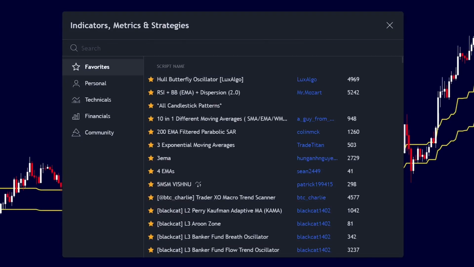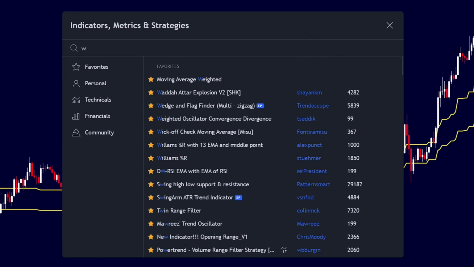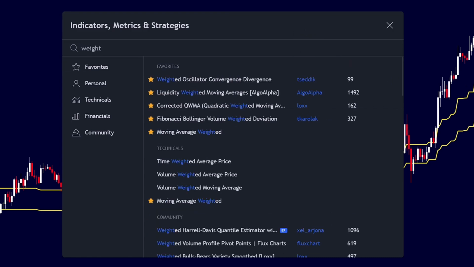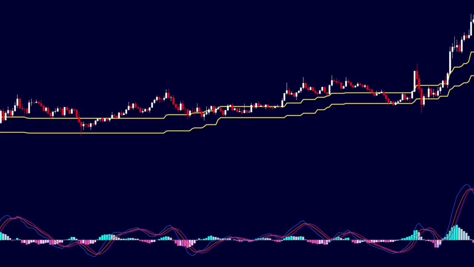To add the WOCD to your chart, go back to the indicator section, just like before, and in the search bar, type WOCD or Weighted Oscillator Convergence Divergence. Once it pops up in the results, click on it to add it to your chart. The WOCD will appear at the bottom of your chart and provide a visual representation of the market's momentum.